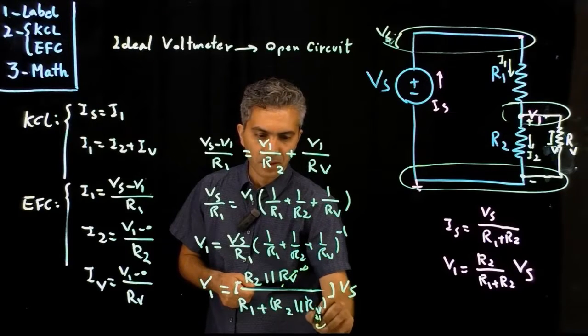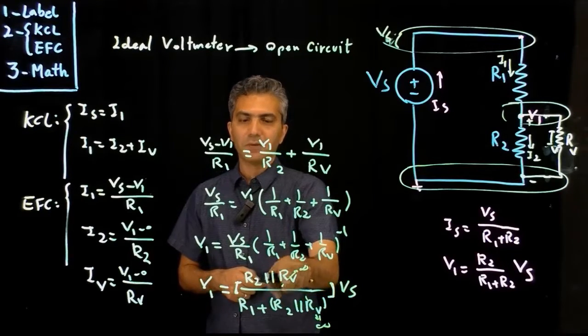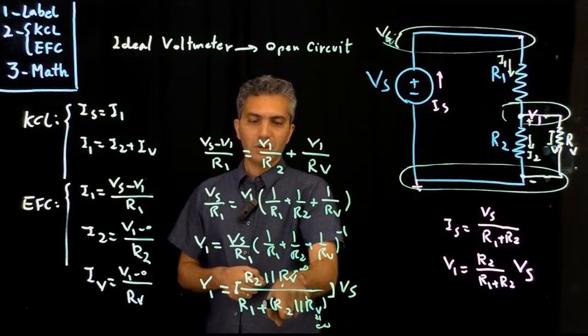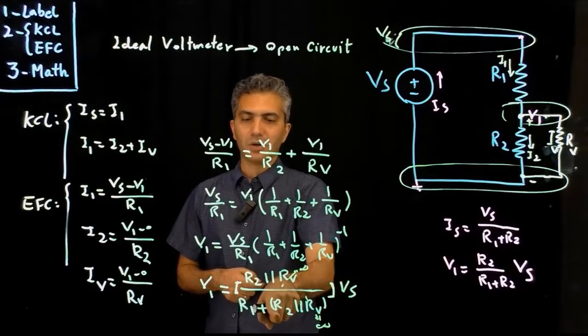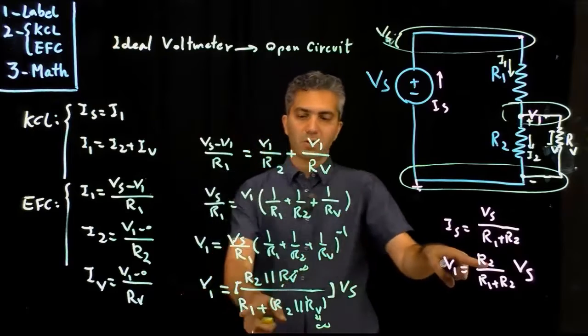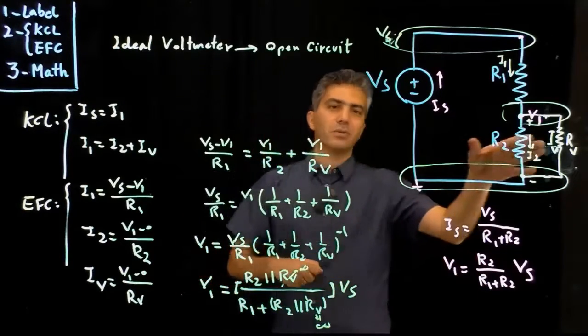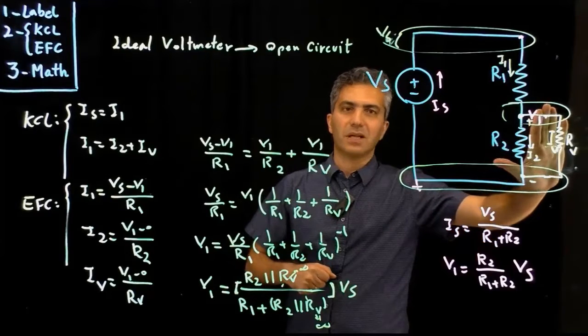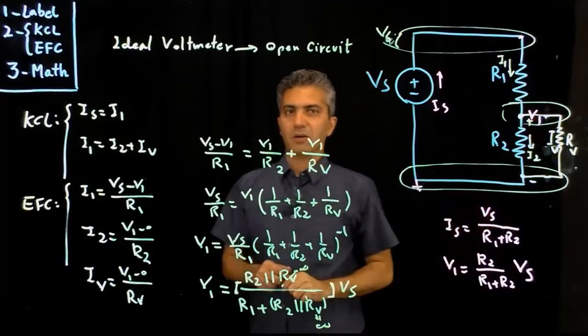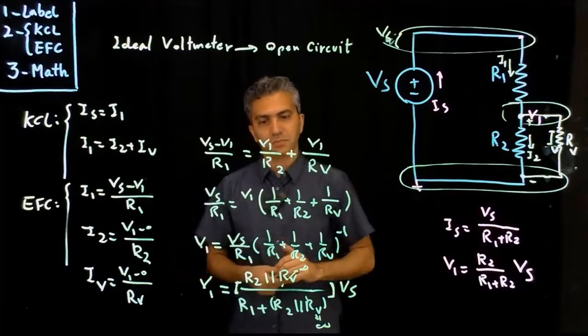And R2 in parallel with infinity is R2. So this is going to go back to R2 over R1 plus R2, which is what you expect. You could intuitively say that too, because if that's an open circuit, it's gone and it goes back to what it was before. So there you go.